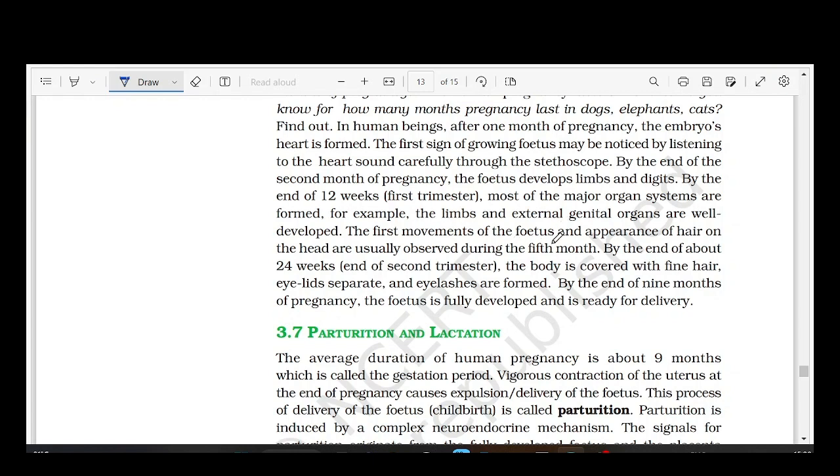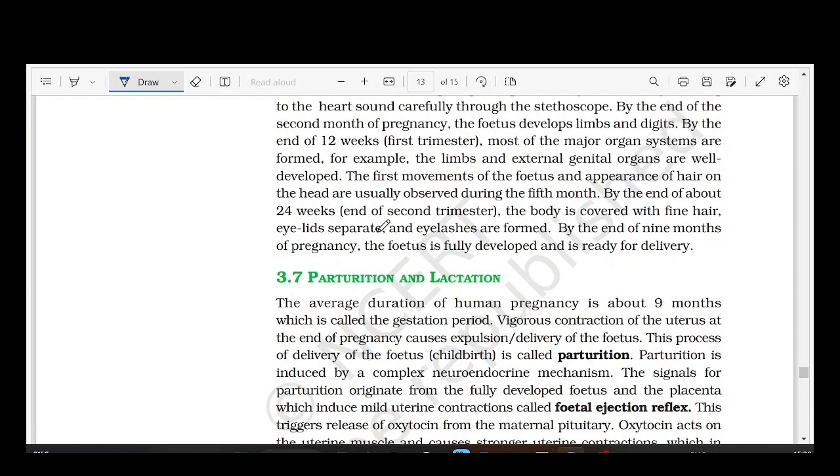The first movement of the fetus and the appearance of hair on the head are observed in the fifth month, right? And by the end of 24 weeks, which means the sixth month, the end of the second trimester, the body is fully covered with fine hair and the eyelids separate, and if the eyelids separate, obviously the eyelashes will be present on them, so eyelashes are formed.